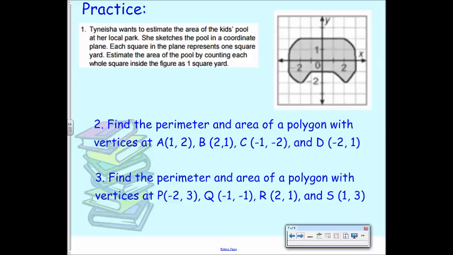Okay, so I would like you to do 1, 2, and 3, except for 2 and 3, just find the area. Don't worry about the perimeter. Because if you're just doing the area, then you can decide if you want to do the triangles or the distance formula. So do 1, 2, and 3, but just do the areas, not the perimeters. For number 1, it's an estimate, so you're just counting the boxes inside.